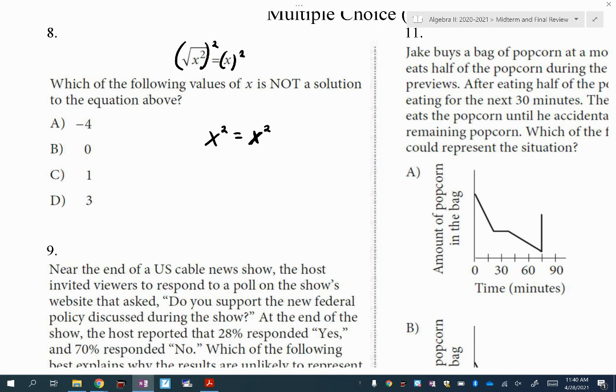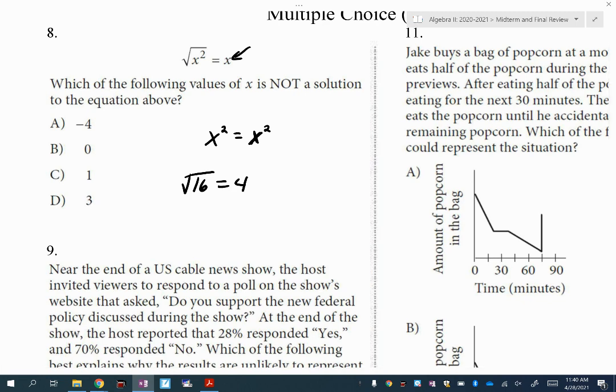So when I practice, or when I plug these in to the original, right? If I plug in negative 4, I get negative 4 squared, which is 16. And the square root of 16 is 4. But if you look, right, it says it's equal to x, which in this case, x is negative 4.